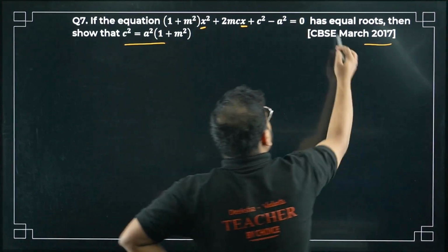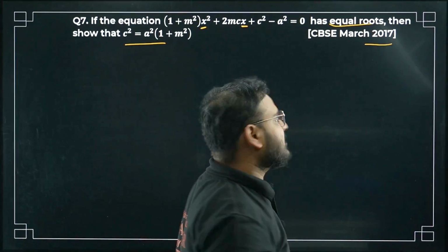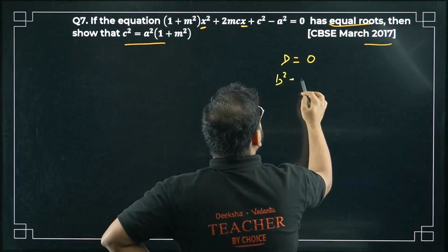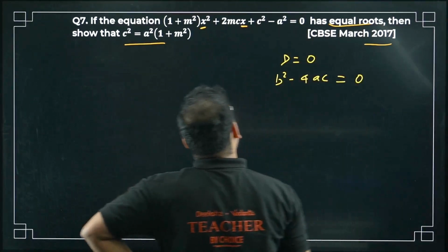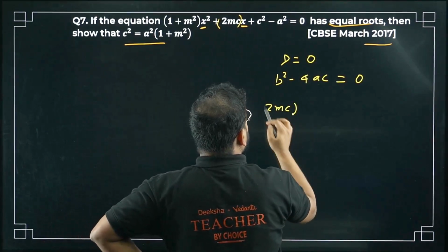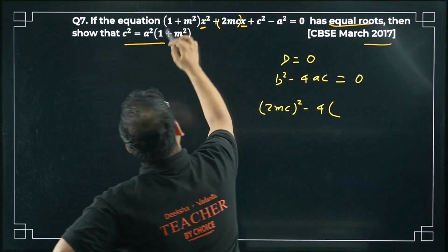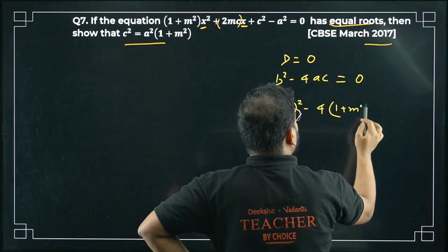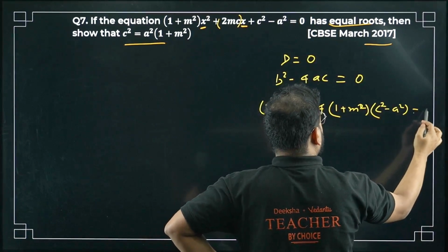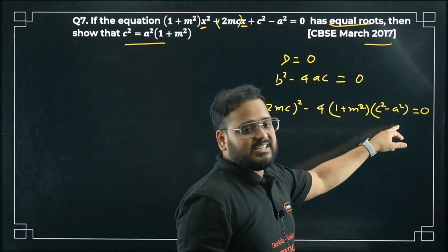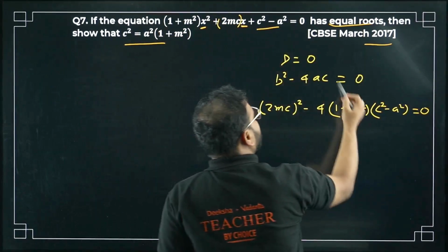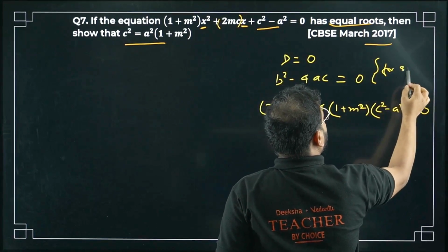For equal roots, only one thing: the condition of roots. What is that going to be? D equals 0. Let's apply that. So what I get: b square minus 4ac, the formula, equal to 0. What is the b value over here? The b value is 2mc. So right here 2mc the whole square minus 4 times of a, this whole thing, 1 plus m square, times of this c, equal to 0. 4ac, the c value is c square minus a square from here, right? This is for equal roots.